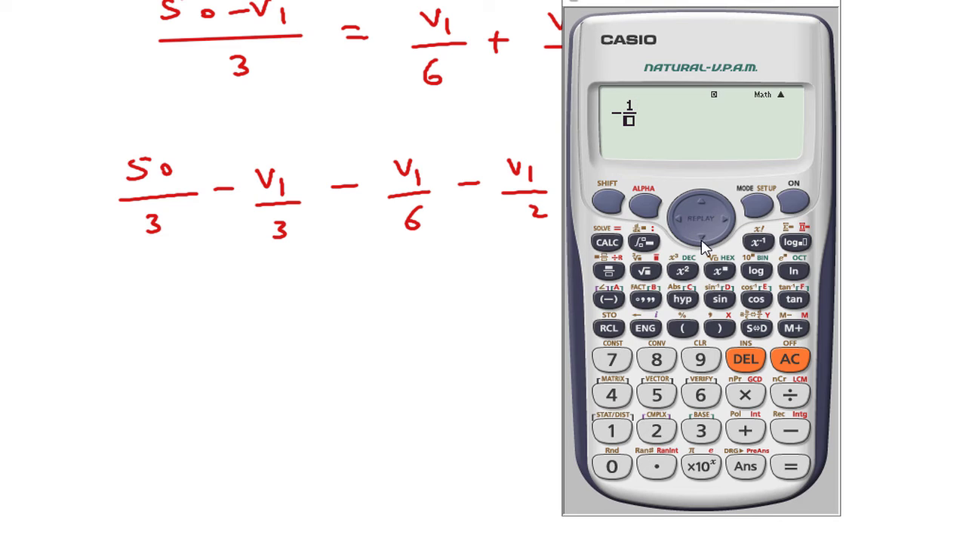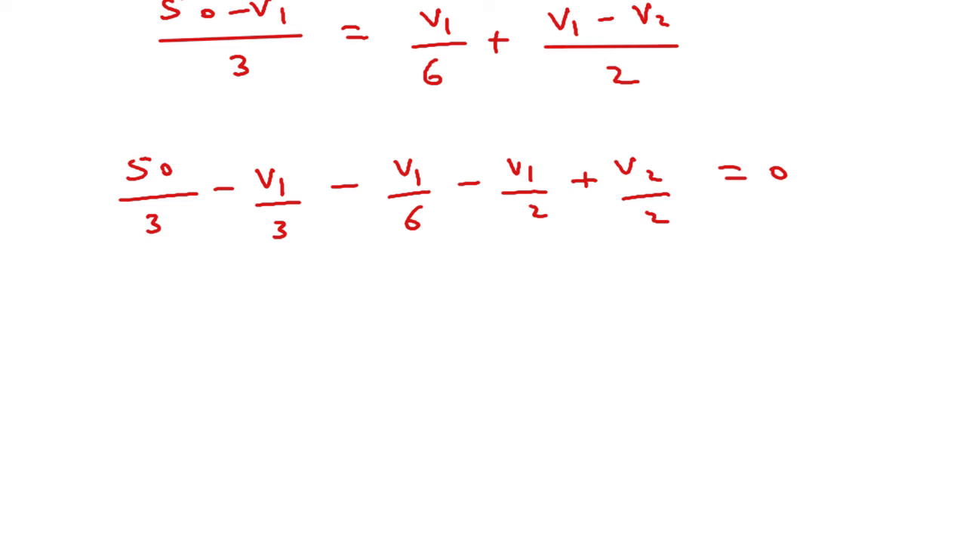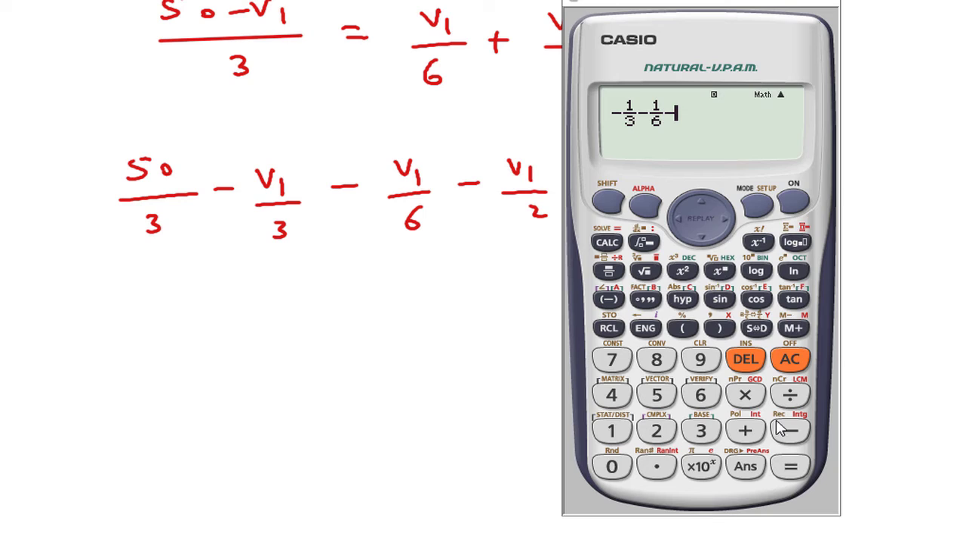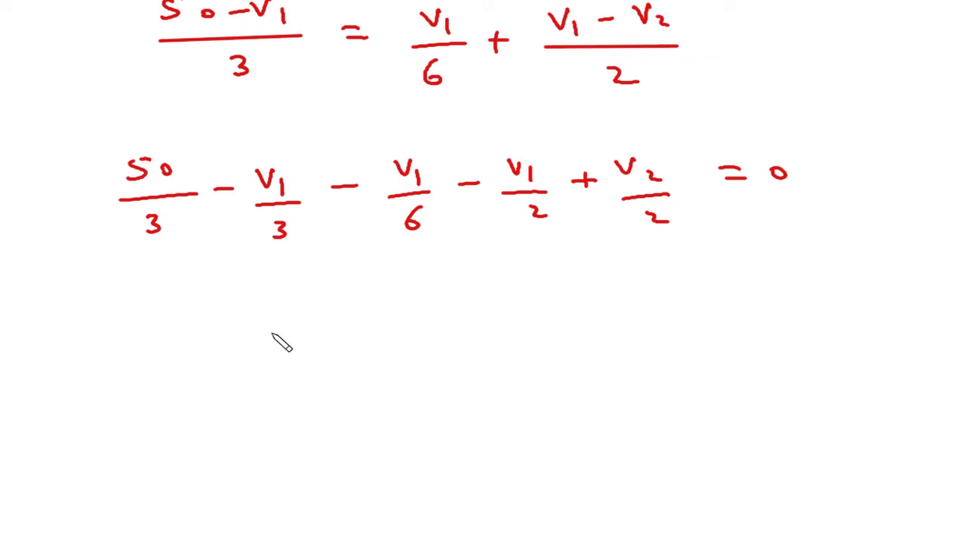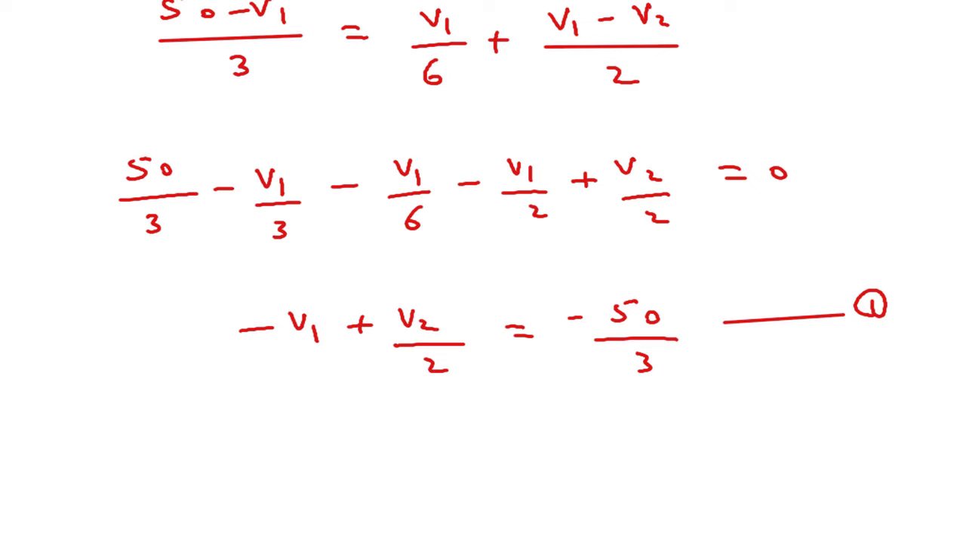minus 1 by 3 minus 1 by 6 minus 1 by 2 minus 1 by 2. This will be minus 1. So minus V1 plus V2 by 2 is equal to minus 50 by 3. Let's say this is equation number 1.